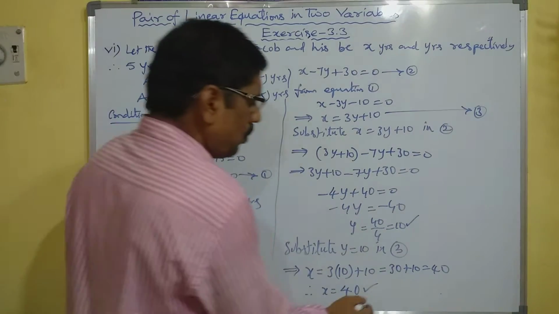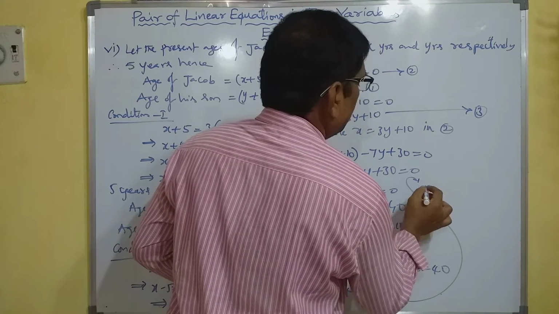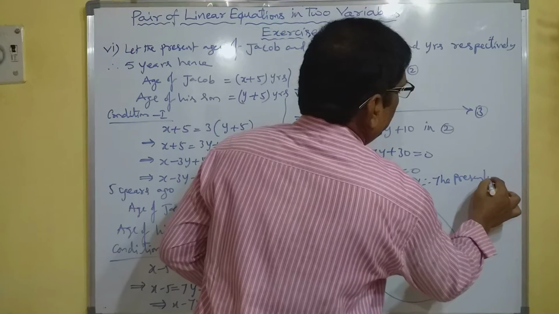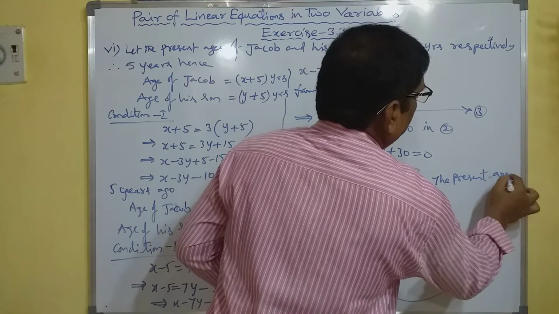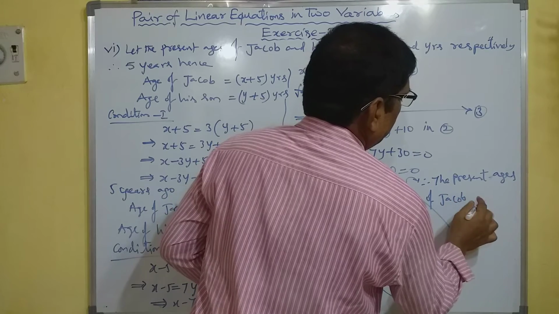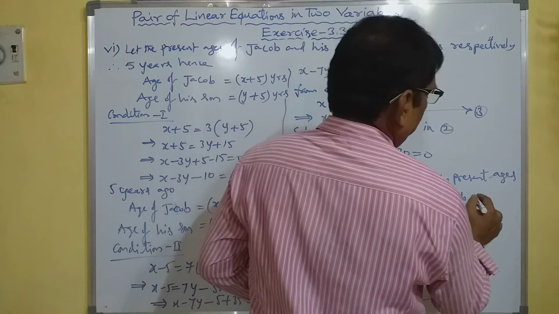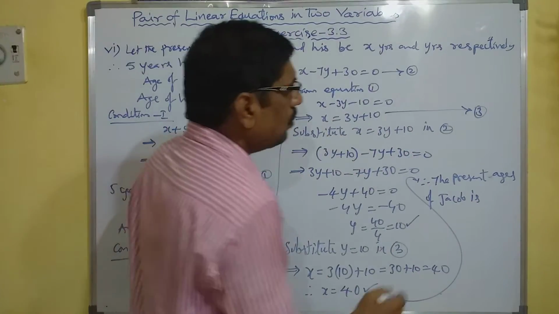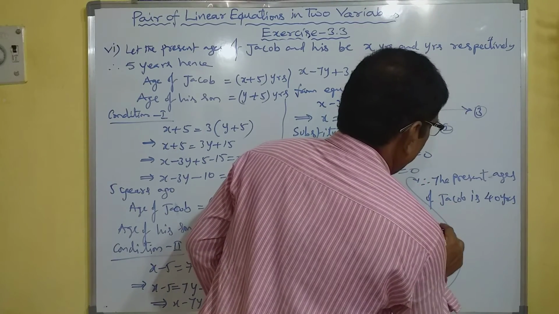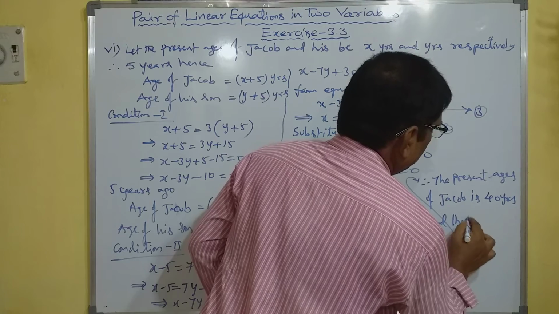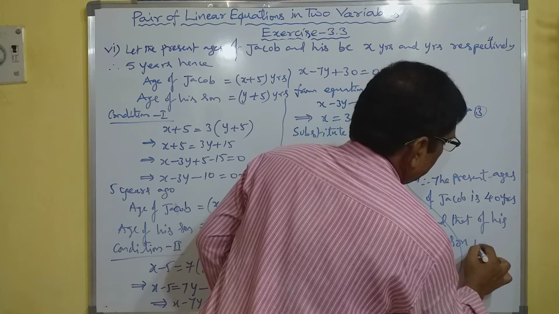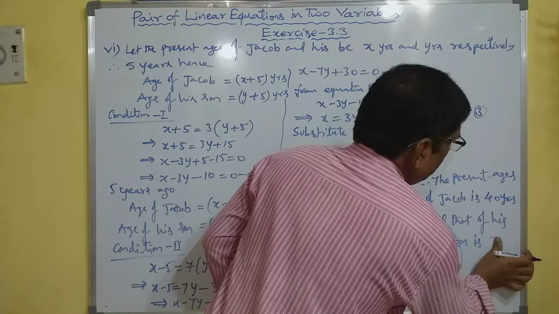Okay, therefore we can write, therefore present ages of Jacob is, what is the x value? 40 years, and that of his son is 10 years.